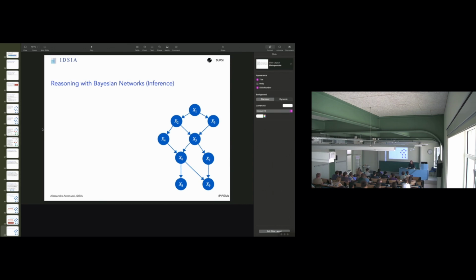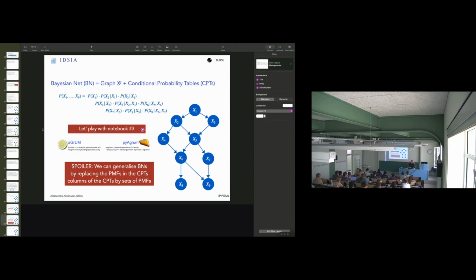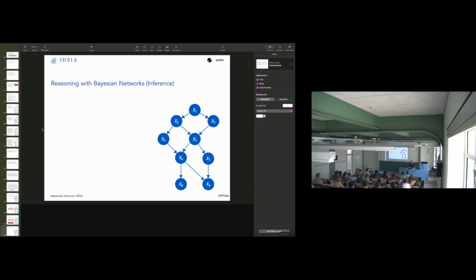So what can we do with the Bayesian network? We want to do inference. This is a compact specification of the joint model. And once we have the joint model, we can interact with the model and extract new information. This is basically what AI is supposed to be. Once you have a model specification, you do inference, so you extract information that is new for you and of interest.